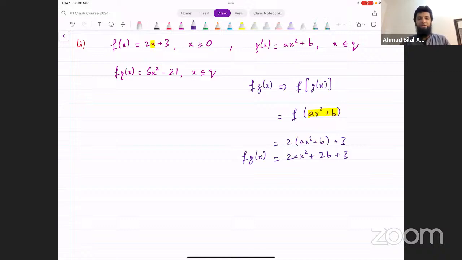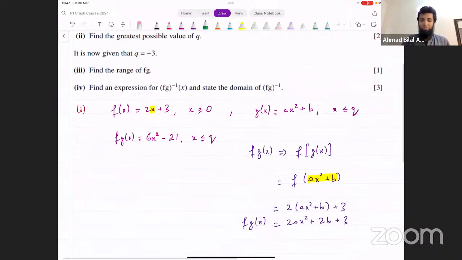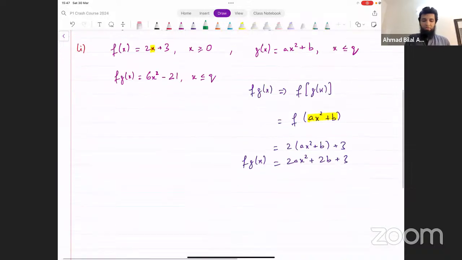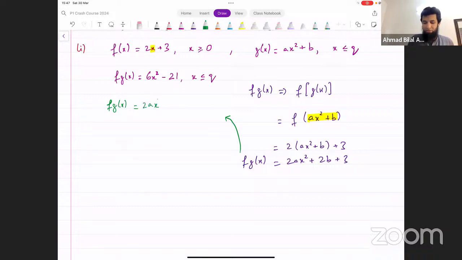Now, this is the fg of x that you can find from the given function. They have given that this function is 6x squared minus 21. You can just compare these two results. This is the fg of x that I'm getting. Let's compare it with what they have given. So they have given that fg of x equals 6x squared minus 21. In fact, we have found that fg of x equals 2ax squared plus 2b plus 3. Just compare these two now.